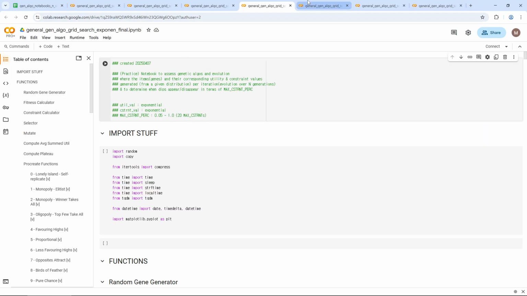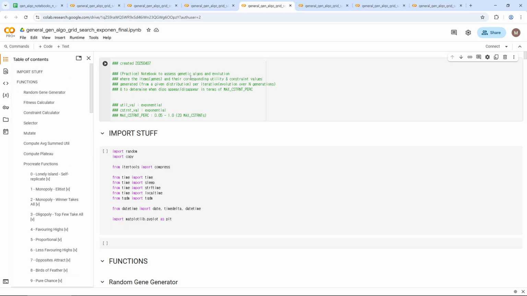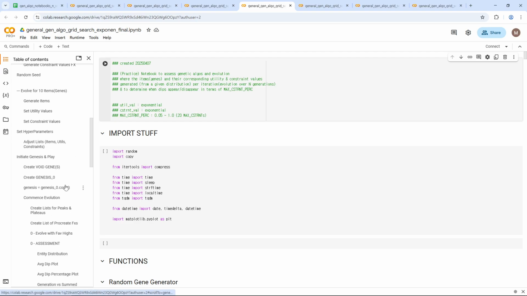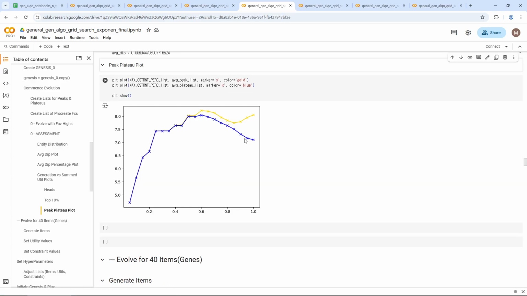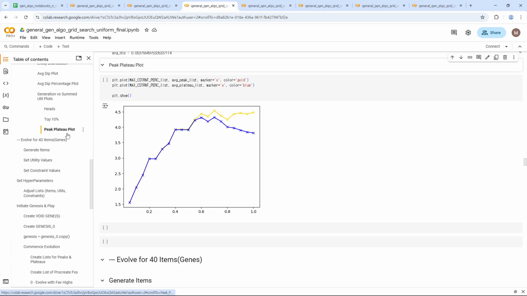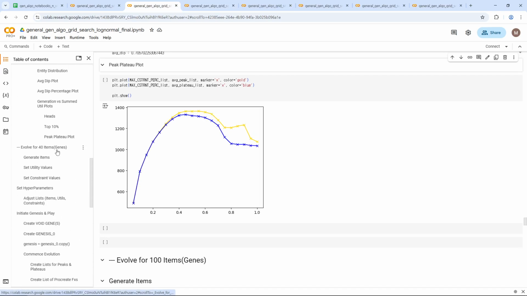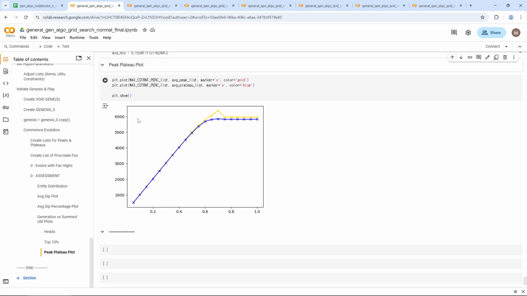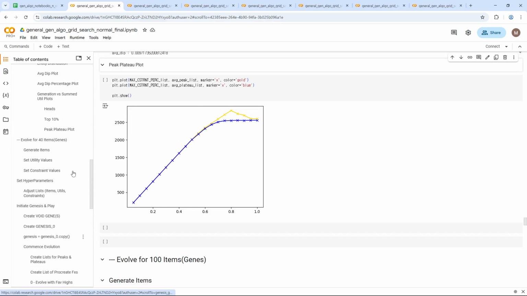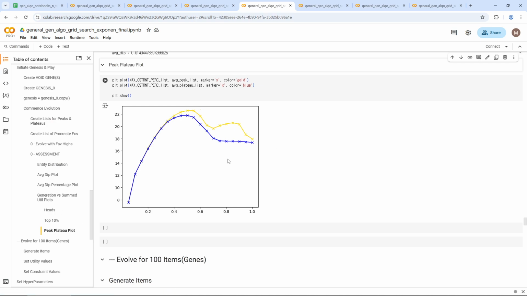So exponential for von Mises, Pareto variable, all final. 1, 2, 3, 4, 5, 6, 7. So exponential, when we have 10 items, this is what the peak plateau plot looks like. So quite similar to the previous one when we had the uniform distribution, diverging towards the end. However, 40 items.